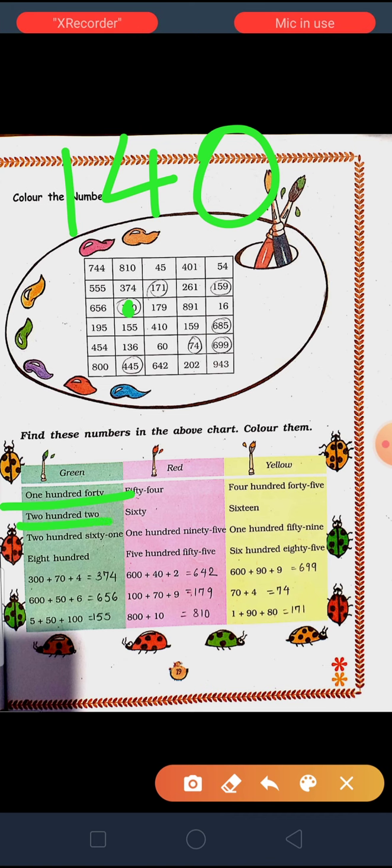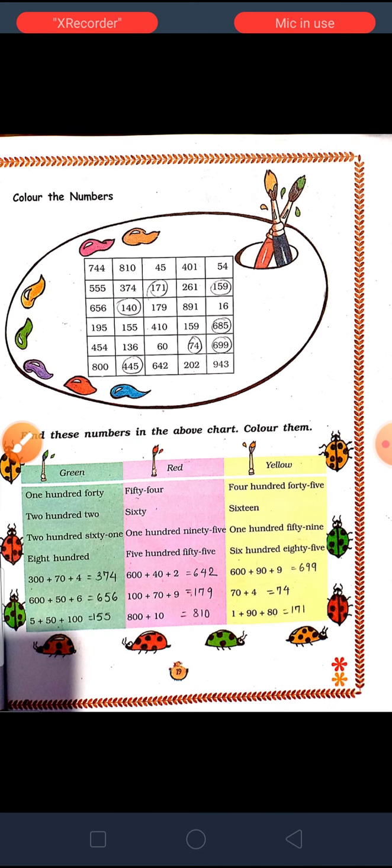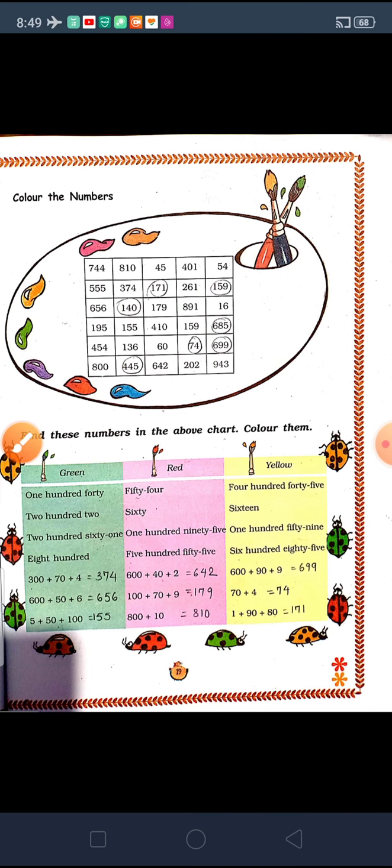Next is 202. So 202 is given here. Color this in green. 261. This you have to color in green. 800. So 800 you have to color in green.